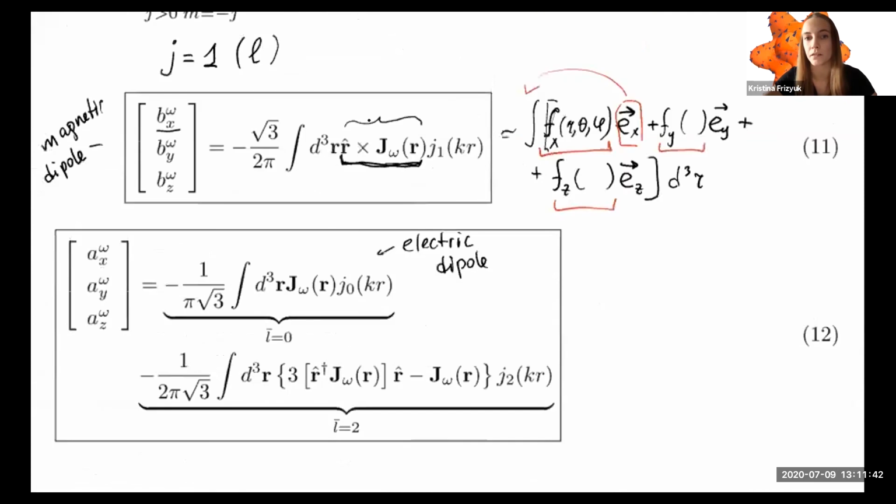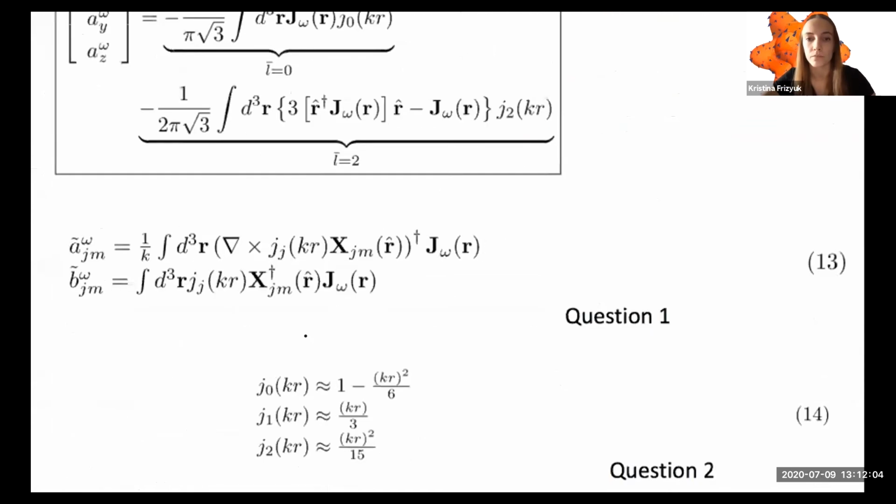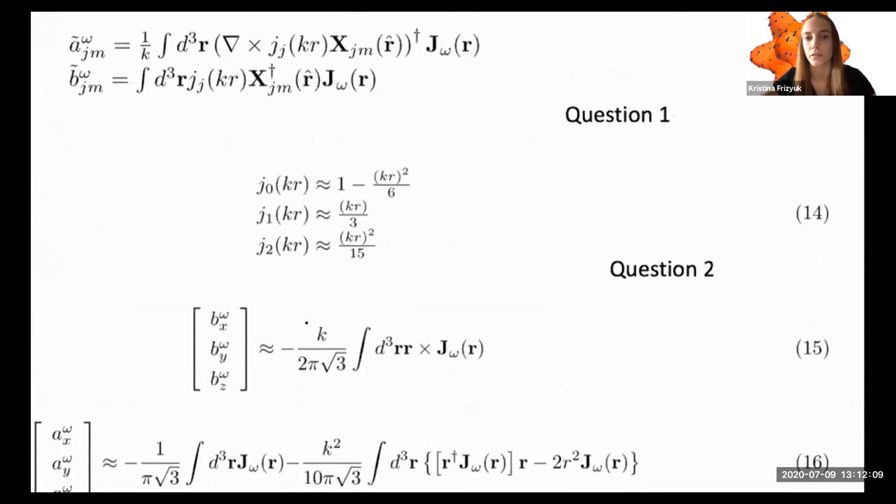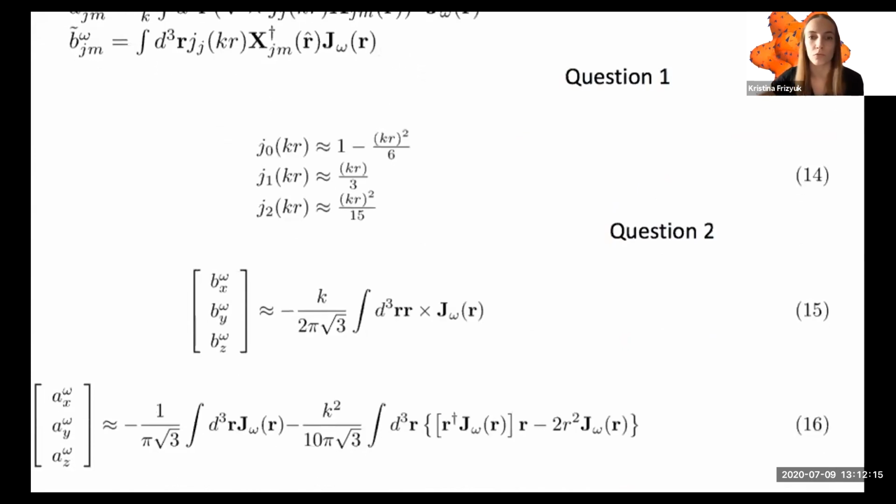These formulas are exact. So if you find these coefficients for some current, they will be true for any size of your current, for any size of your nanoparticle, for any wavelength, and so on. And here you can easily obtain the approximate formula. For example, you take these Bessel functions and just decompose them.